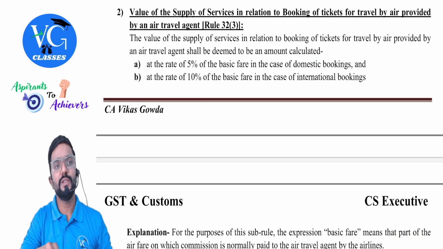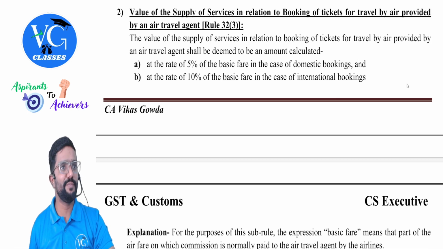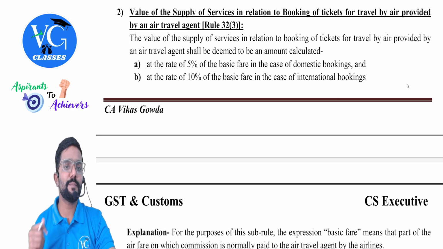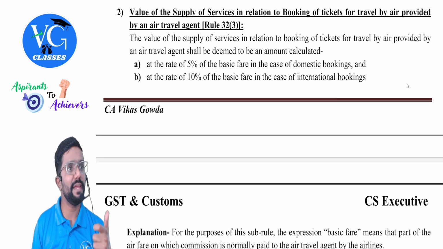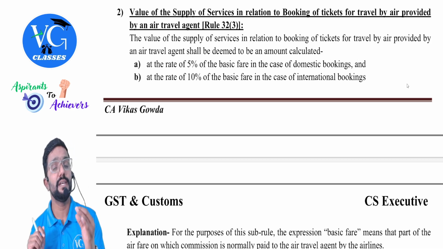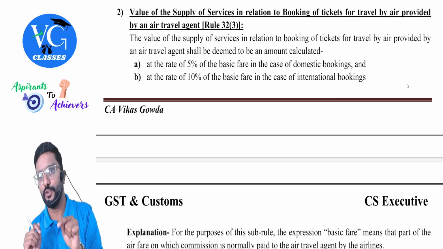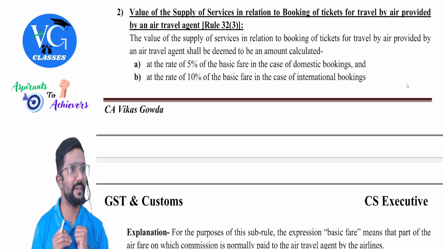Next, rule 32, subrule 3, guys. It talks about different kinds of business. We are done with the exchange service. Next one: value of supply of services in relation to booking of tickets for travel by air provided by an air travel agent. Now, the air travel agent is helping you to book the tickets. For that, he will be charging you commission, right? What is the value of supply for it?